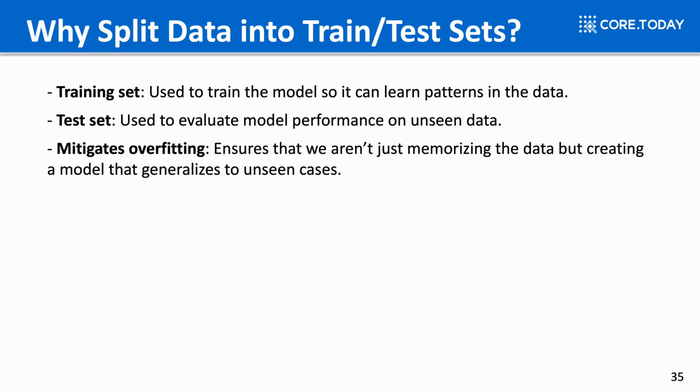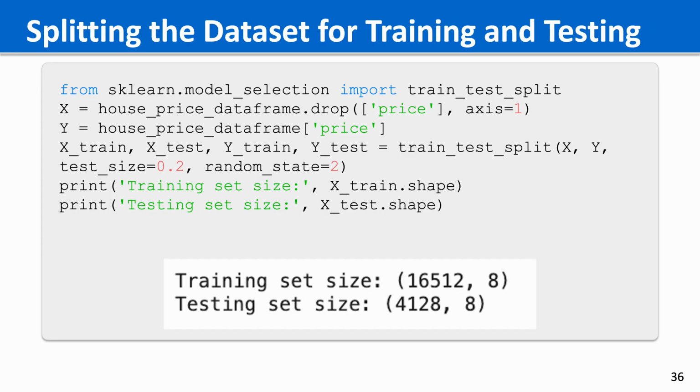The most common split is 80% for training and 20% for testing, though this ratio can vary depending on the dataset size and application. Here, we use the train_test_split function from Scikit-learn to split the dataset. We set test_size to 0.2, which reserves 20% of the data for testing. The random_state of 2 ensures that we get reproducible results every time the code is run. This is important for consistent experimentation and debugging.